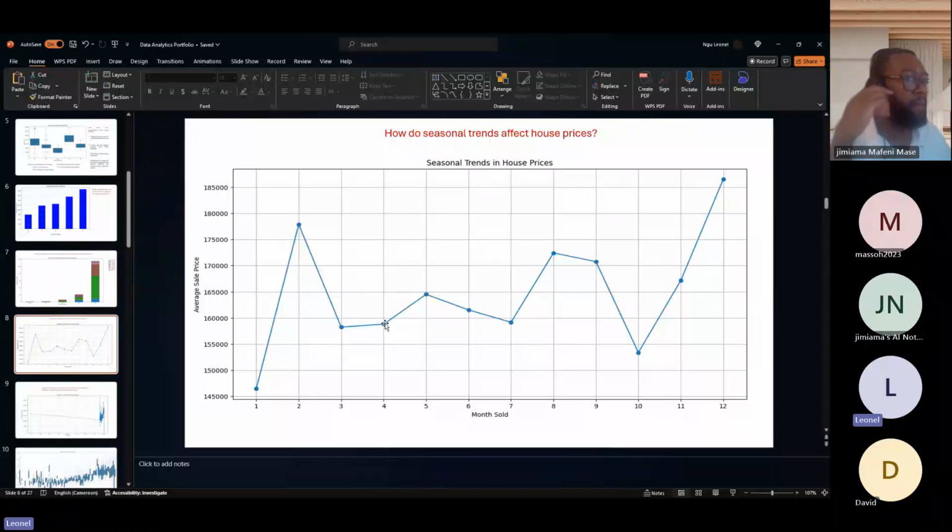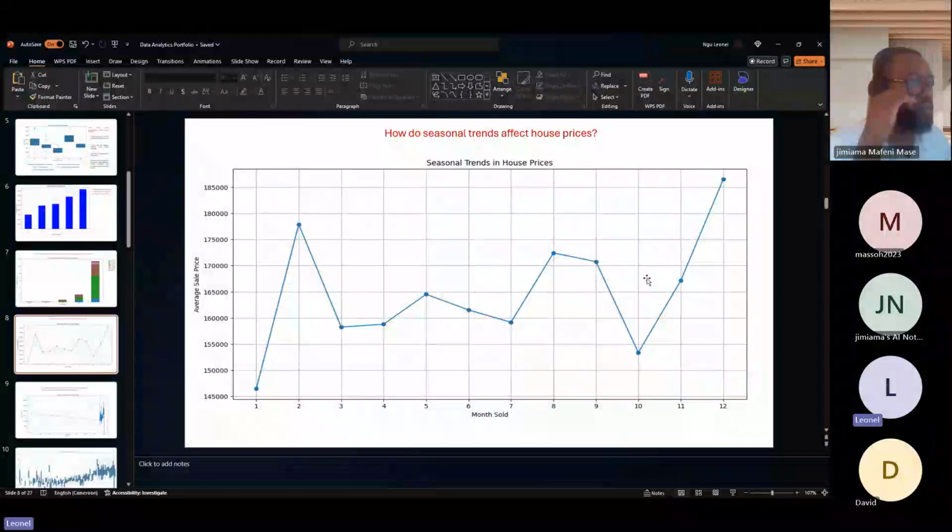Then you can see an up and down movement between the month of March and the month of October, and then we can observe a spike in price from the month of October to the month of December, which could be due to the holiday season and promoters giving discounted prices for the houses, which may result in an increase in price over time.